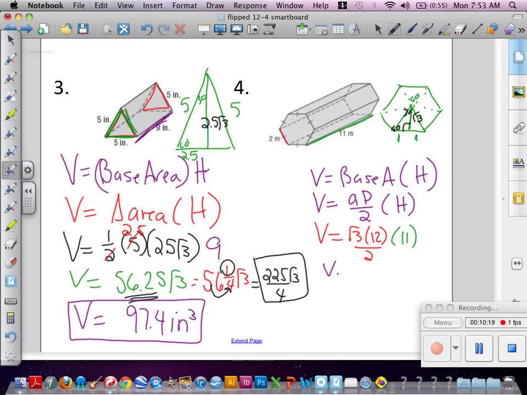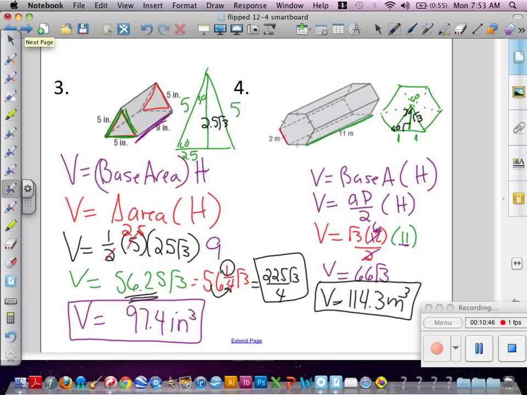So now volume. I'm going to cancel. So if I asked you for an exact answer, you would go 6 times 11, 66 root 3. Your book does allow you to write those as decimals. So when you punch that into your calculator, you get 114.3 meters cubed.